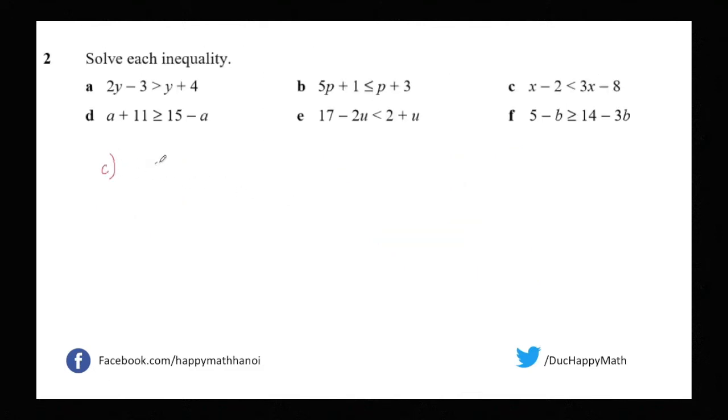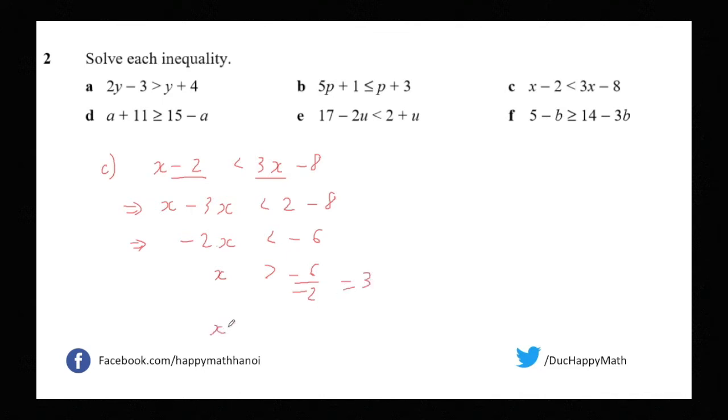Question C. I move the 3h term into the left hand side. It means minus 3h will be less than 2 minus 8, because it is minus 2. So you get here minus 2h greater than minus 6, and I will divide both sides by minus 2. When you divide by minus 2, it means you have to change the sign, and this is 3. So the final result of this question is x will be greater than 3.